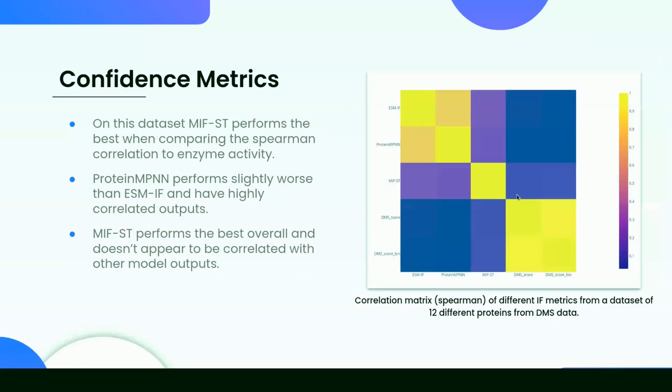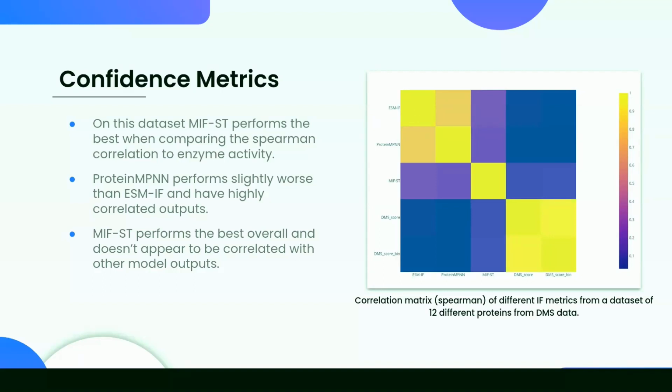So this is the correlation matrix that I was discussing earlier, and it's a Spearman correlation matrix. Essentially, we have how the different inverse folding models correlate with each other. We see that ESM-IF1 and ProteinMPNN are highly correlated in their outputs when tested on this data set. Also, this data set consists of 12 different proteins. Some are from ProteinGym and some are different data sets from my own team and whatnot.